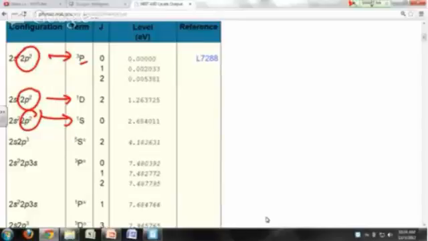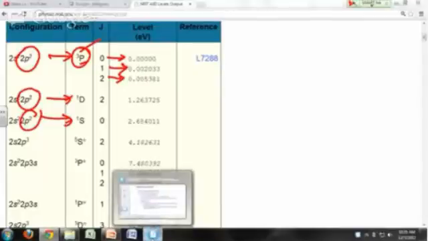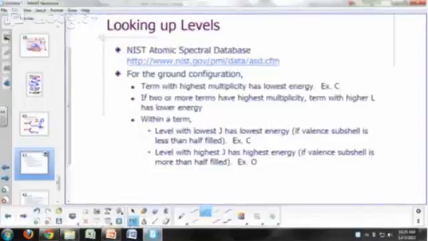Okay, and triplet P0 is the ground level, and then triplet P1 and triplet P2 are your first and second excited states. Remember Hund's rule: maximum multiplicity among the terms that you can get from the ground configuration. All right, so one thing you'll find when we did carbon was that the term with the highest multiplicity is the one with the lower energy, right?